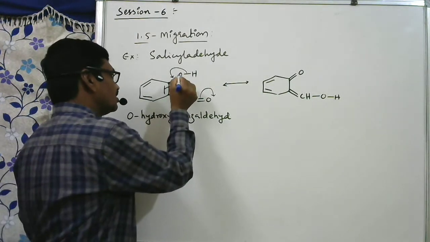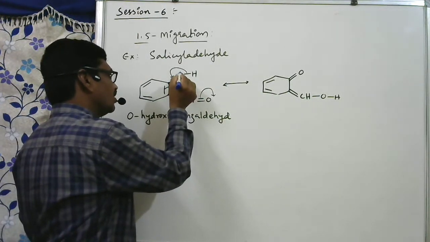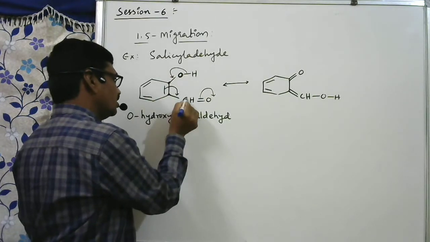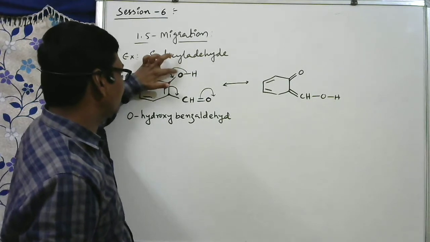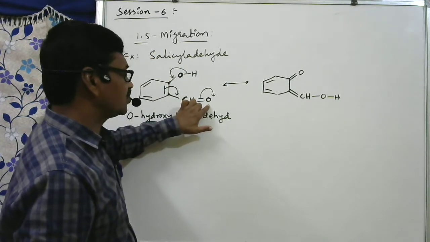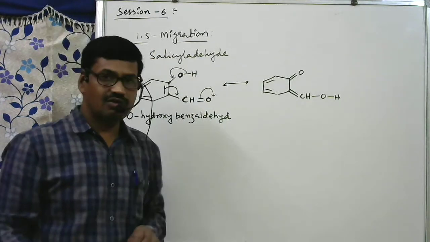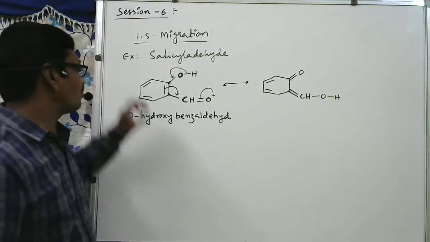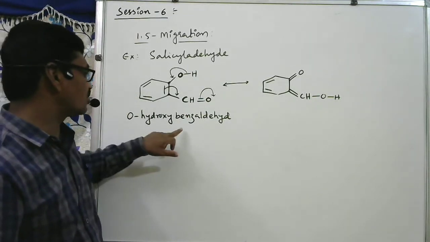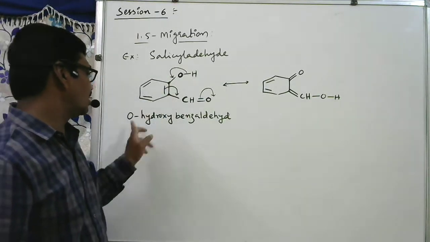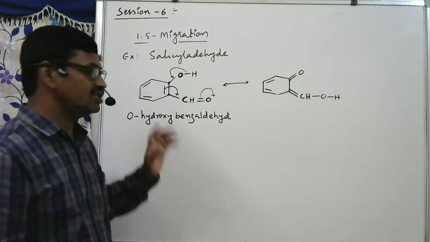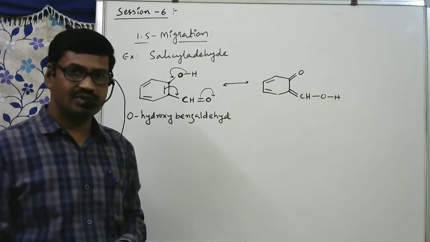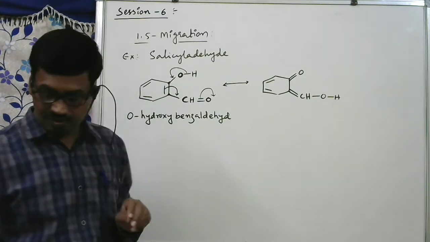See here, this oxygen is the first atom: 1, 2, 3, 4, 5. Here hydrogen shifted from the first atom to the fifth atom. So we can say it is a 1,5 migration. The common name of this compound is ortho-hydroxy salicylaldehyde, otherwise ortho-hydroxy benzaldehyde, otherwise 2-hydroxy benzaldehyde. So this is one example for 1,5 migration.